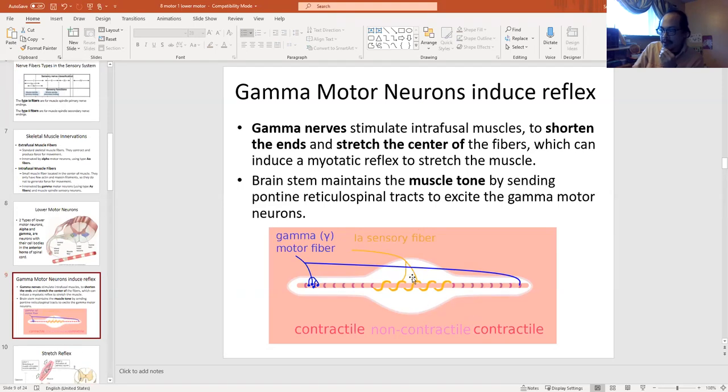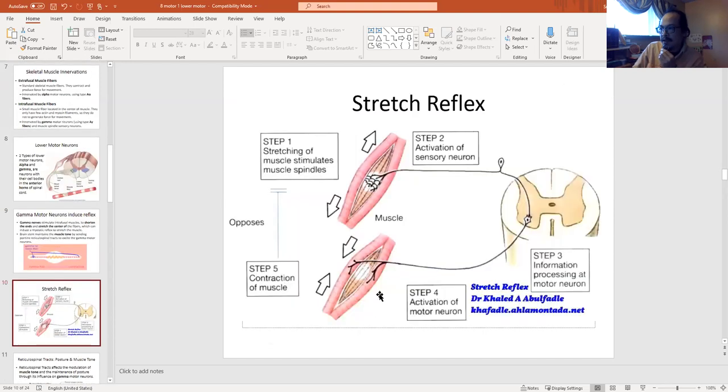Then it will trigger this muscle spindle 1A. This 1A will then send signal into the spinal cord, innervate the alpha motor neuron to cause a stretch reflex. And by doing so, the muscle maintains a muscle tone. So this is the stretch reflex. A very simple one, probably the simplest one. This is the monosynaptic stretch reflex. Single synapse, that's it. Monosynaptic reflex.